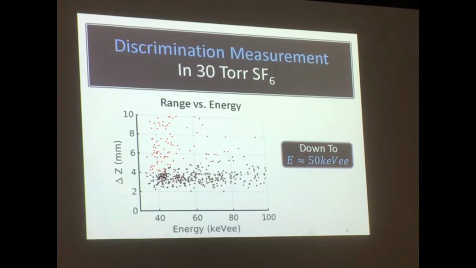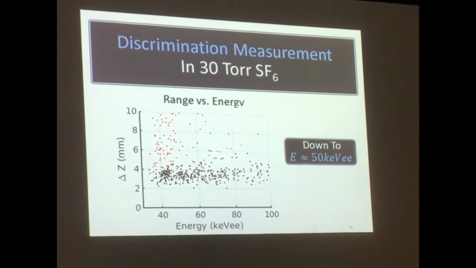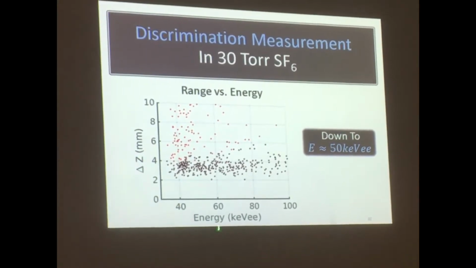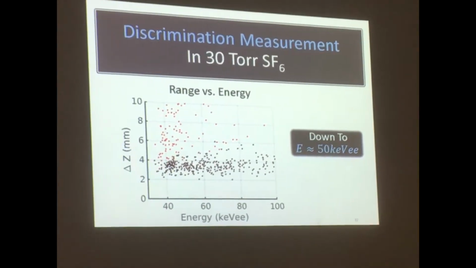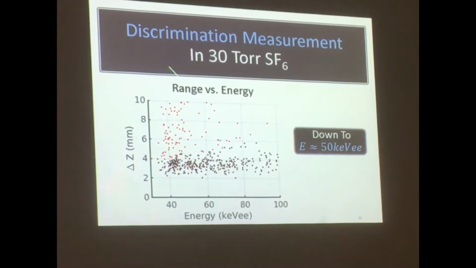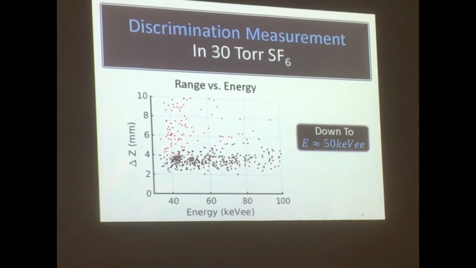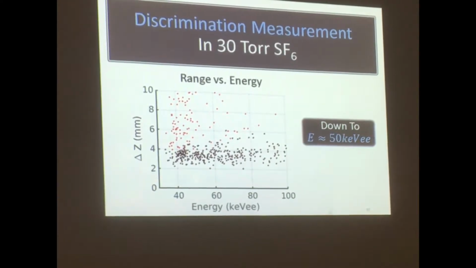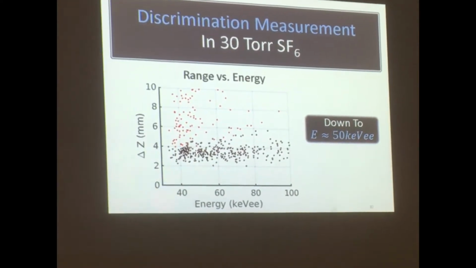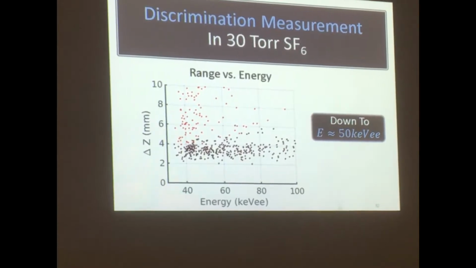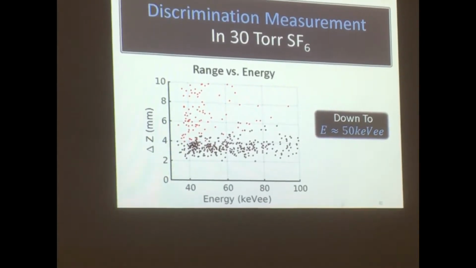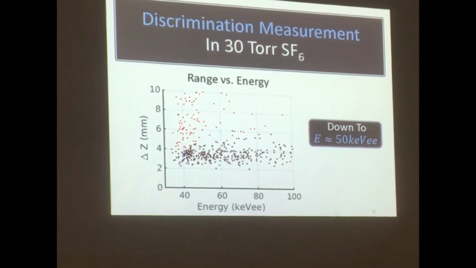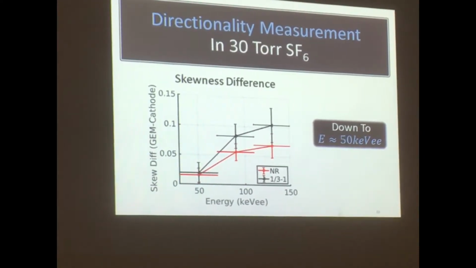And here's my results. So this is the range versus energy, and for the discrimination measurement, you see that here's the electronic recoil band here, and here's where I define the nuclear recoils. And you see I have a separation between these bands down to around 50 keVee. So this is my discrimination. And so next I'll talk about the directionality.